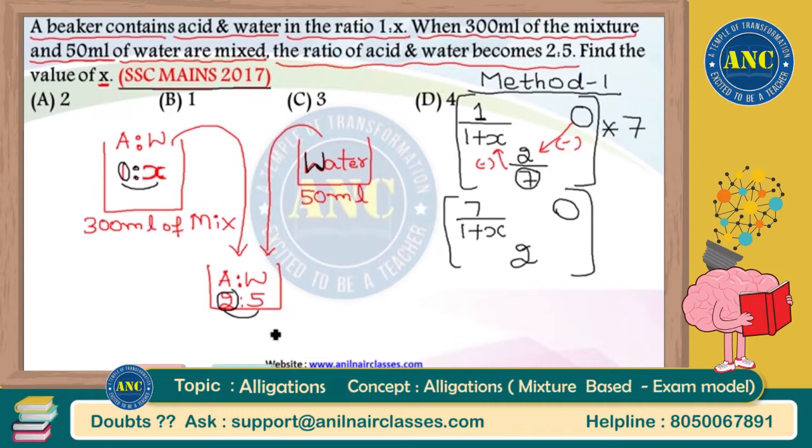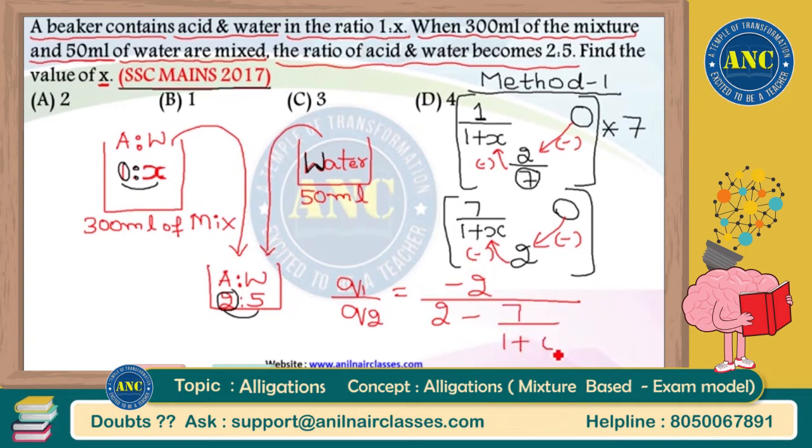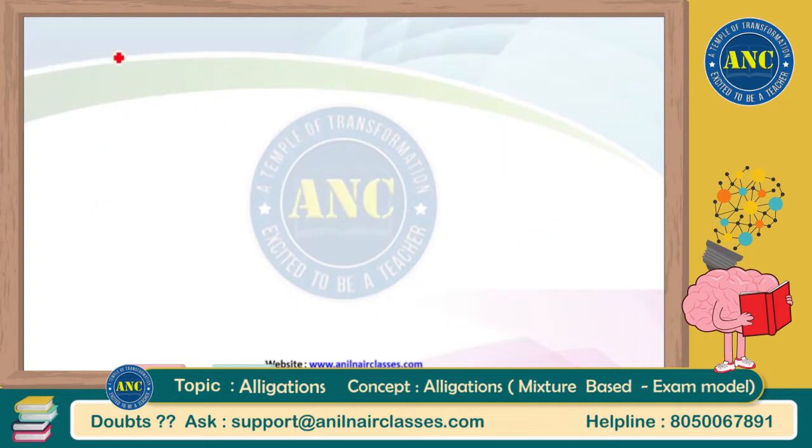That's okay with me. Now if I alligate it right now, q1 by q2 is nothing but 0 minus 2, it is minus 2 divided by 2 minus 7 divided by 1 plus x. Let me simplify in the next screen. Again I will write the same parameters so that we will simplify. It is minus 2 divided by 2 minus 7 divided by 1 plus x.